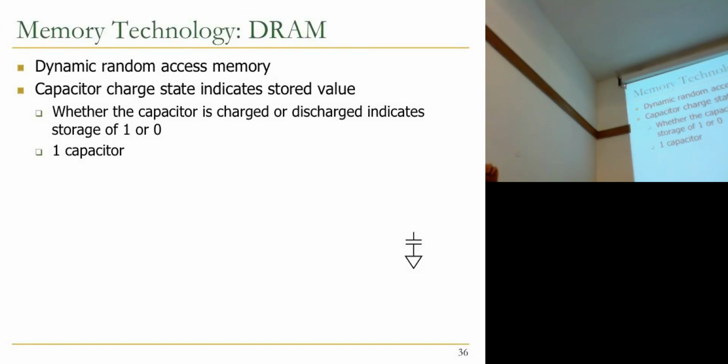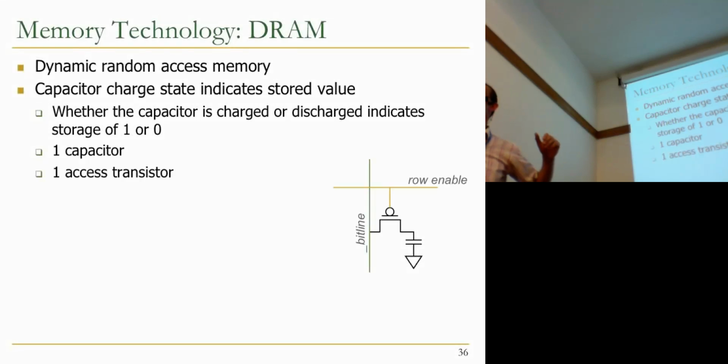This is dynamic random access memory, and capacitor charge indicates the stored value here. Whether the capacitor is charged or discharged indicates 1 or 0. There's obviously a threshold value here, and as that charge window reduces, it becomes much more difficult to sense whether it's a 1 or 0. That's the fundamental problem with DRAM. You have only one capacitor. That's really the memory technology. Everything else is really peripheral.